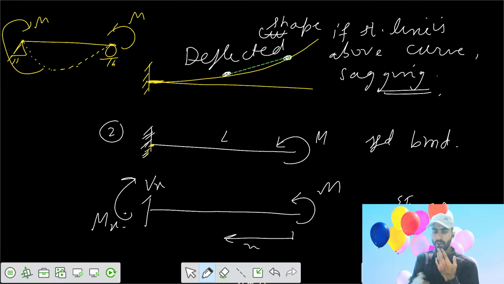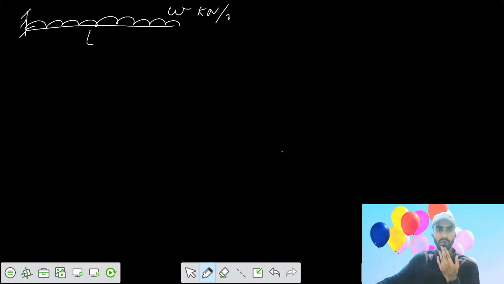Now next one, you have a beam. You have a beam of, say, fixed beam, and a UDL is acting along the entire length with the intensity of W kilonewton per meter. So if you take a section at x from your free end, you can calculate that.